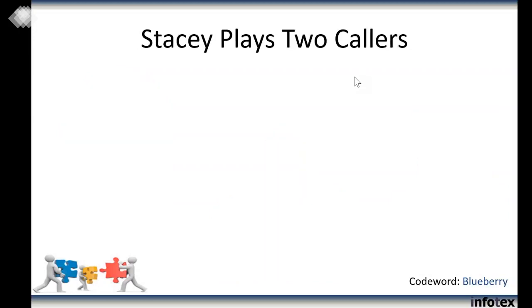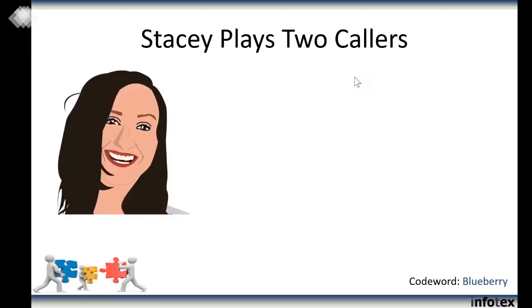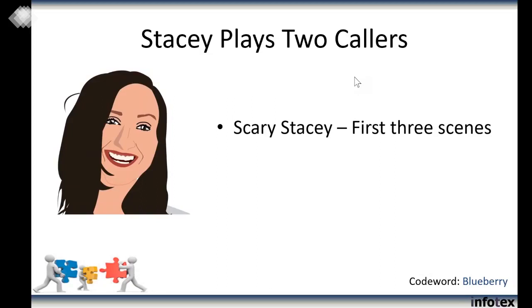The way we've set this up is that Stacy is going to play two different characters. For the first three calls, she's going to play the part of a bad guy, and for the last two calls, she's going to play the part of a real customer. By the way, we call the bad guy Scary Stacy. I mean, think about it. We work with somebody who makes a living by lying. The first three scenes demonstrate how not to ask out of wallet questions. Then in the last two scenes, Stacy will be playing the real Stacy, where we demonstrate how we feel a call with a real customer should go.